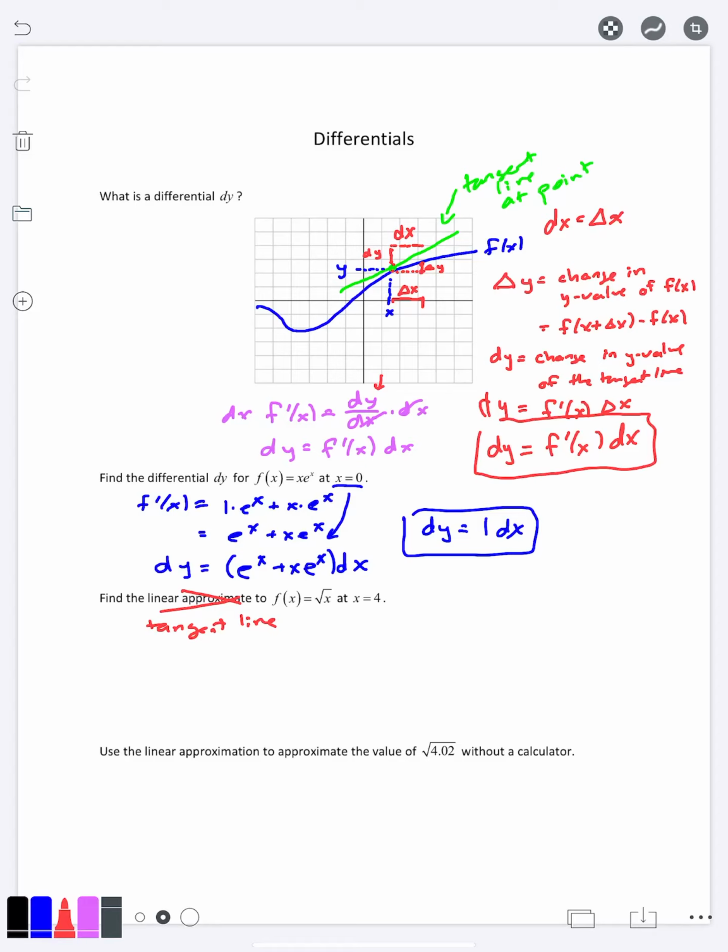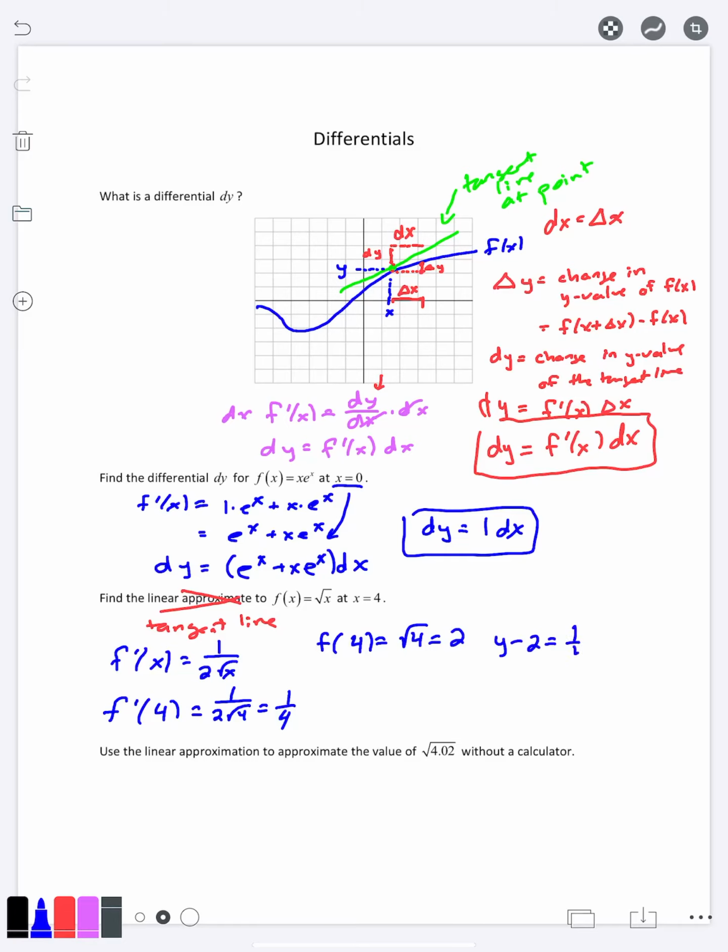And we know how to find a tangent line. We first take the derivative, f prime of x. The derivative of the square root is 1 over 2 square root of x. Then we plug in the x value to find the slope. So it looks like my slope is 1/4. Then I need the actual y value of the point, so I plug it in the original function. I get 2, and then I'm going to put this all together here. y minus 2 is 1/4 times (x minus 4), and I'm going to get 1/4 x plus 1. So that is the tangent line. That is also the linear approximation.